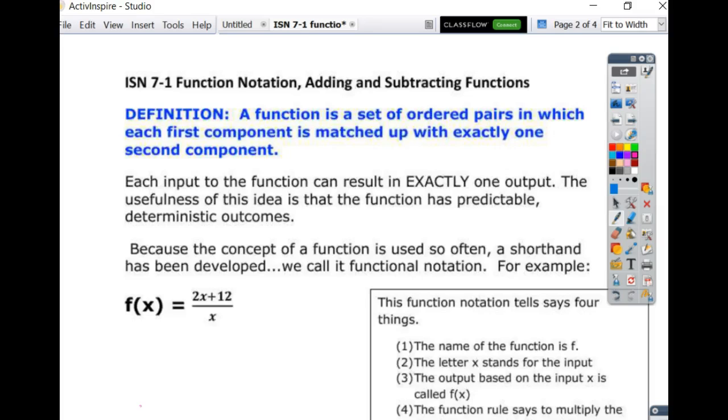Okay, so today we're going to start with function notation. All right, everybody put your phone away. It's all about me now.